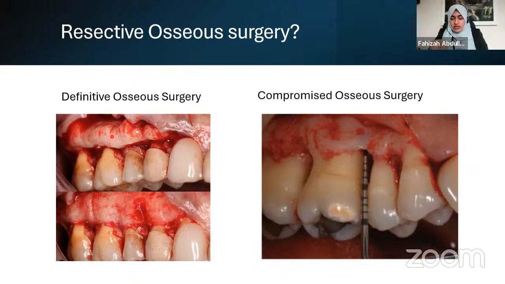Now, a compromised osseous surgery is done when you are compromising the supporting bone of the tooth. For example, if you see this defect, we have to get the final contour, and for that you have to take probably this much of the bone, which is actually supporting the tooth, but you need to get an ideal contour where the interdental bone is at a higher level. So you're removing this much bone, and that becomes the compromise of the supporting bone of the tooth. Those are the two types of resective osseous surgery.